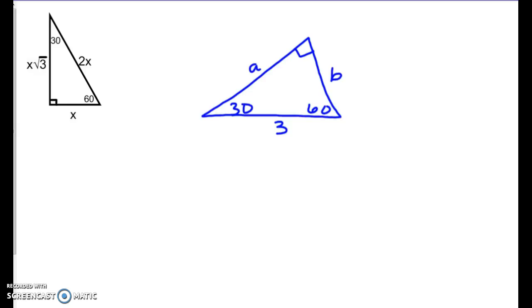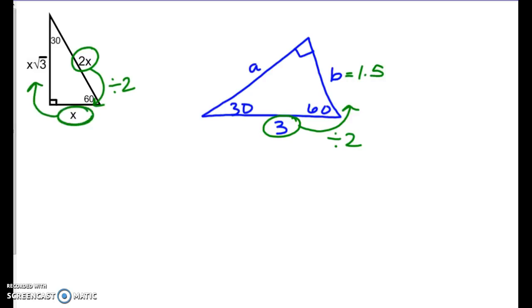Since we were given our hypotenuse, it's always easy to go back to the short leg first. Everything kind of revolves around that short leg. So to go from our hypotenuse to our short leg, we're going to divide by 2. So divide by 2, B ends up being 1.5. And once we know that short leg, it's a lot easier to go to that long leg, multiplying by the square root of 3. So that's exactly what we're going to do here. Multiply by the square root of 3. So we end up with 1.5 times the square root of 3.